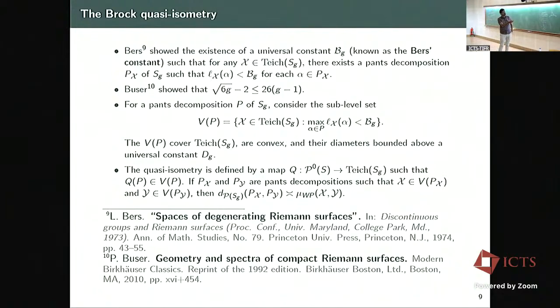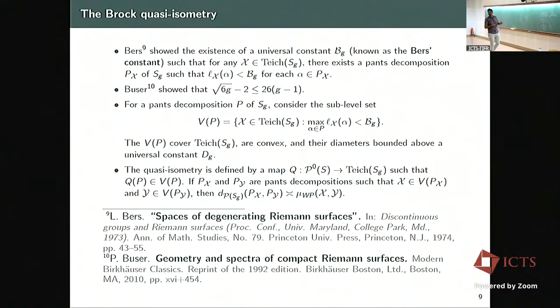And you can show using the work of Bers that these V of P indeed cover Teichmüller space. These sublevel sets cover the Teichmüller space. They are convex, right? And the diameters are bounded above by another universal constant, D_g, that depends only on the genus.